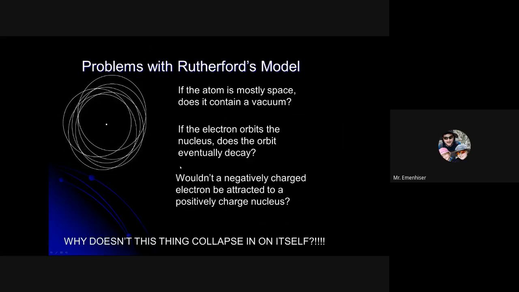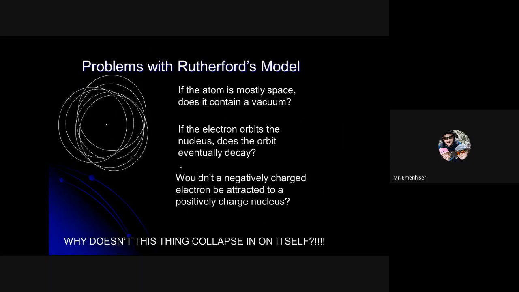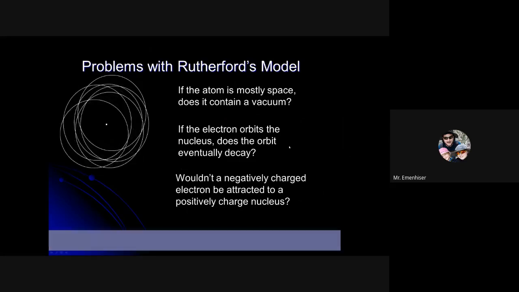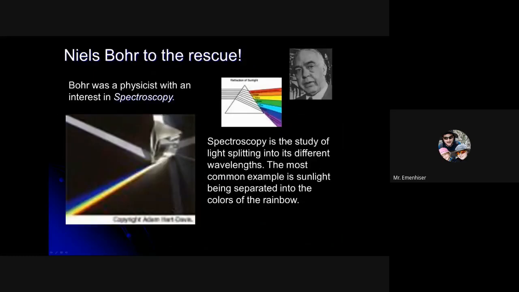And he kind of just said that there's a dense, positively charged nucleus, and then the rest of the atom that was close by was electrons out there somehow. Okay. Turns out there's a little bit more detail than that. And so that detail came from Niels Bohr. Niels Bohr to the rescue.